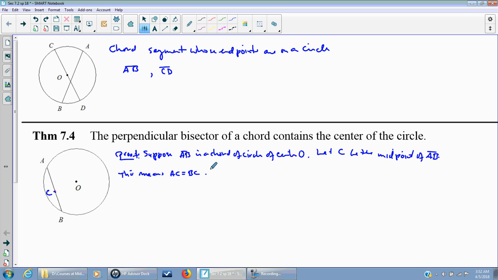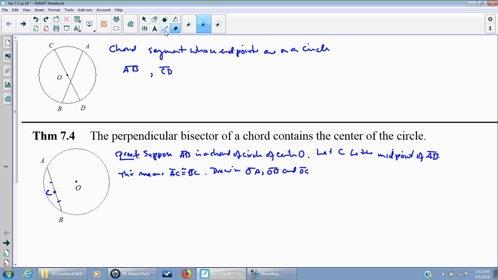Or let me write it in terms of congruences. The segment AC is congruent to the segment BC. Okay, so these two segments are the same. I guess I can make a little mark there. All right. Now let's draw in some additional segments. Let's draw in OA, OB, and OC. Okay, and I'll use my line tool here.